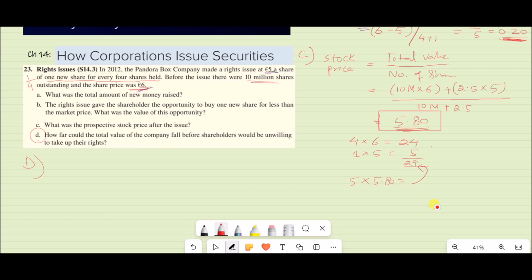How far could the total value of the company fall before the shareholders would be unwilling to take up their rights? So if the shareholders are not willing to buy the shares at $5, then the market will think that the right issue might not be worth it. Then the share price, which is currently at 6, is expected to fall to the price of 5, which is the offer price of the share. So the company is not issuing the new shares because nobody is willing to buy. Everyone is unwilling, so no new shares will be issued. So the company's total value will be the 10 million old shares, and the price will drop to $5. So the total value of the company will be 50 million.